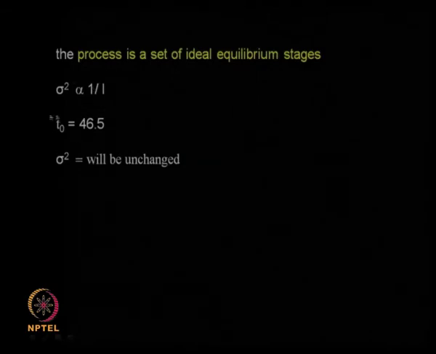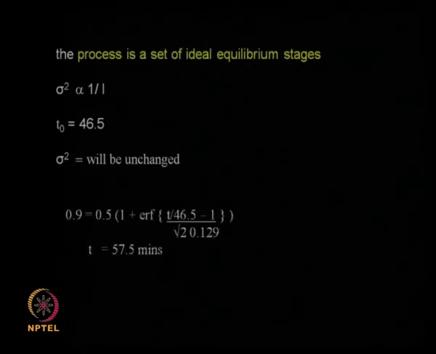Now T naught is once again half of 93, because you have doubled the velocity from 30 to 60, but sigma square will be unchanged because velocity is not coming into this. So you take this T naught, you take the old sigma and then put it into the yield equation, and you should be able to calculate the time required to achieve the 90% yield.